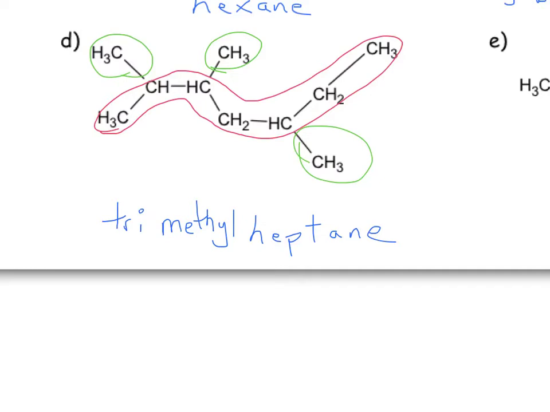Now I have to add position numbers. If I number from this end, I will get lower numbers. I'll have a 2, 3, 5 as opposed to my first one if I start counting from this end at carbon number 3. So the name for D is 2,3,5-trimethylheptane.